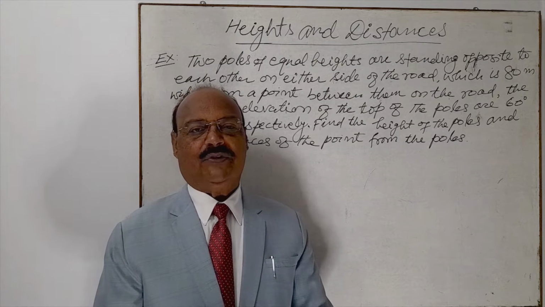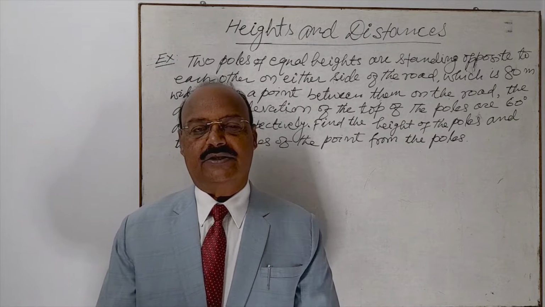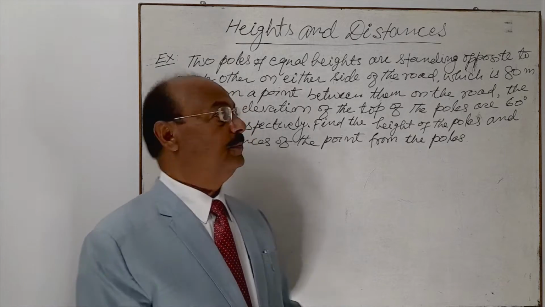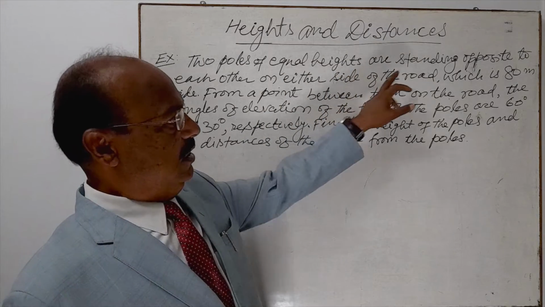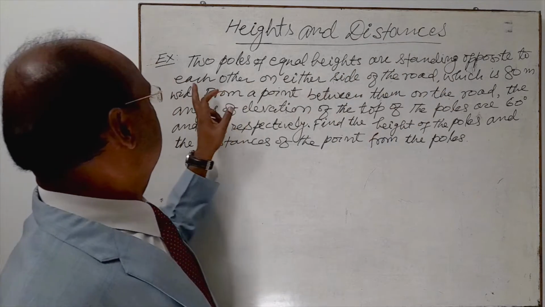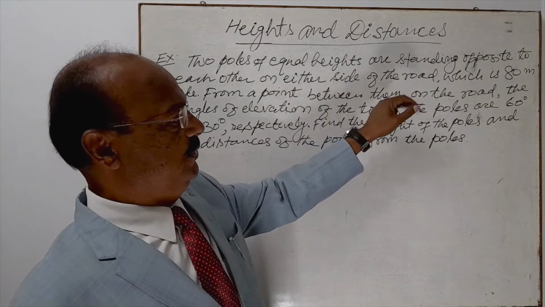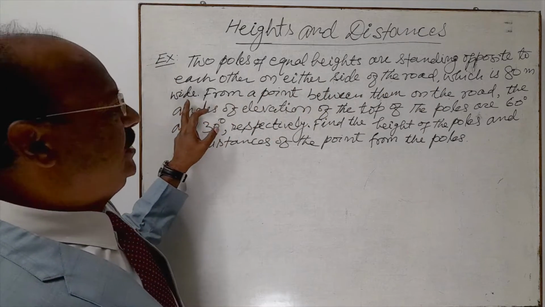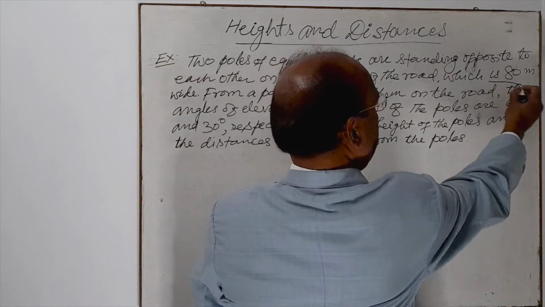Welcome students. Today we are going to discuss this important question from the chapter Heights and Distances. Here the question is, two poles of equal heights are standing opposite to each other on either side of the road, which is 80 meter wide. Width of road is given here. This is 80 meter.